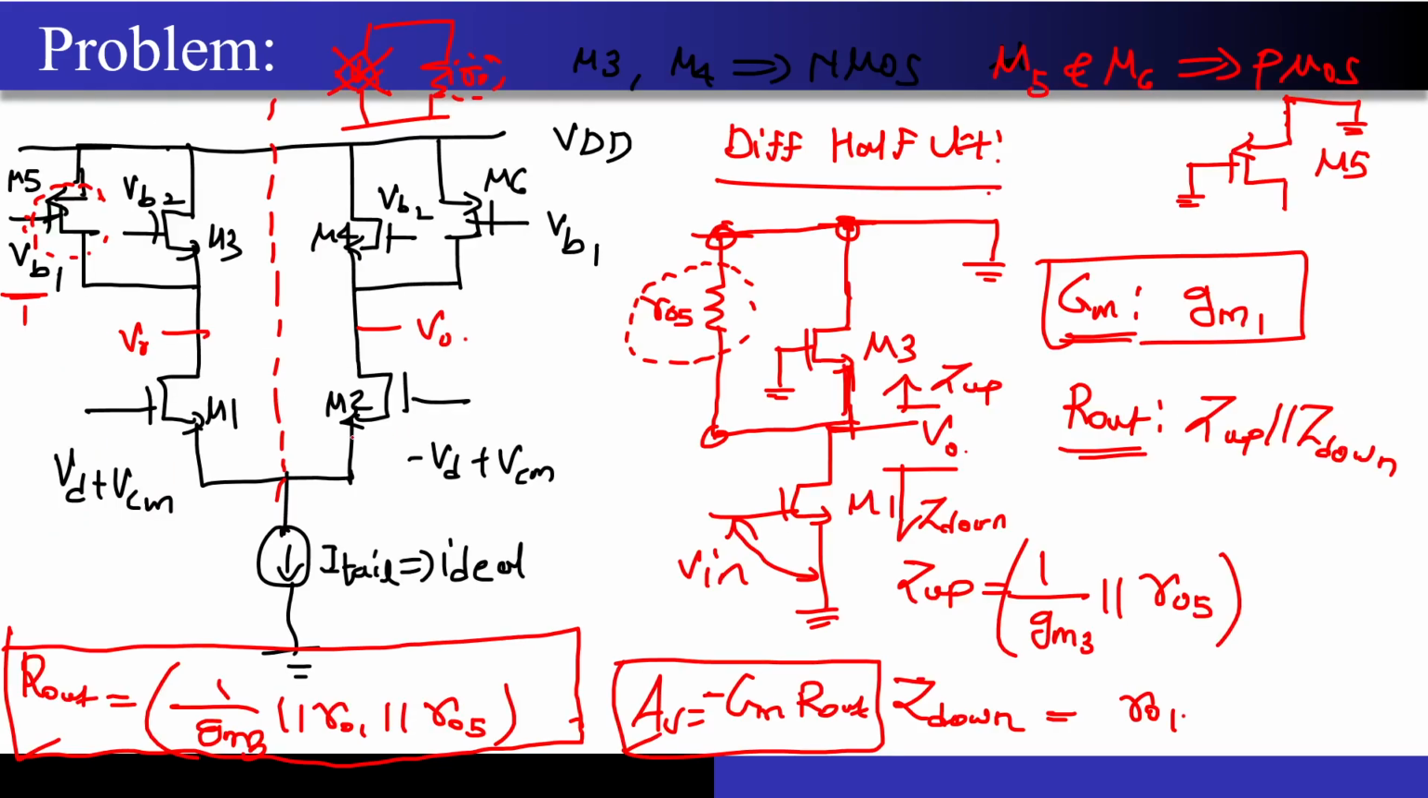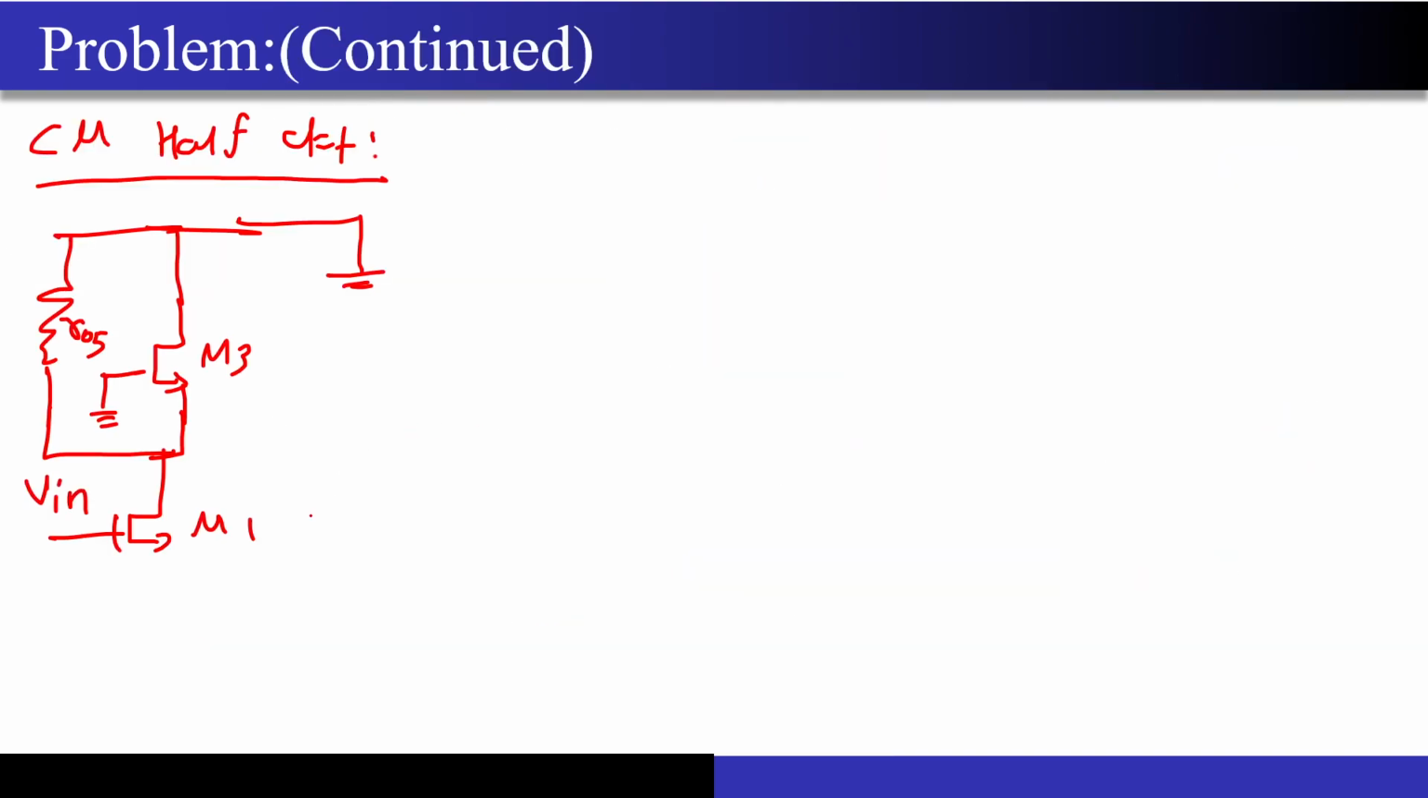Now let's look at the source of the M1. What I have written over here, the tail current source is ideal. So what does this mean? There is no Rtail present over here. So if there is no Rtail, and since I am open circuiting everything that is getting connected across the line of symmetry, the source of the MOSFET M1 will be left open circuited. This is open circuited.